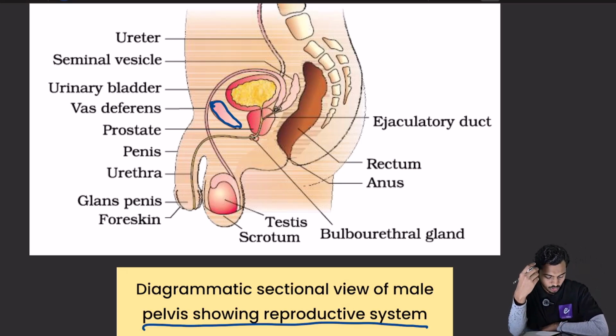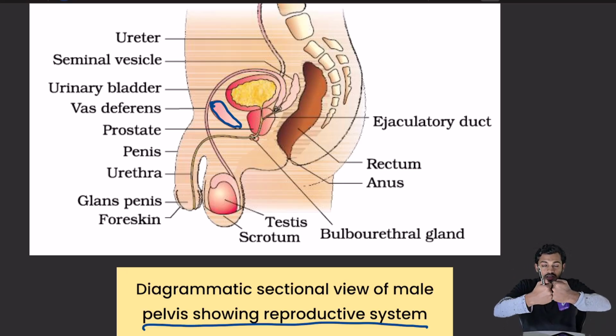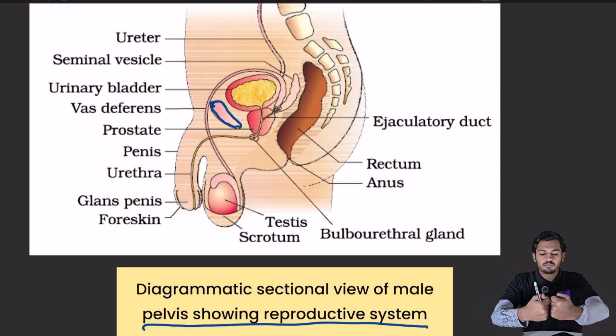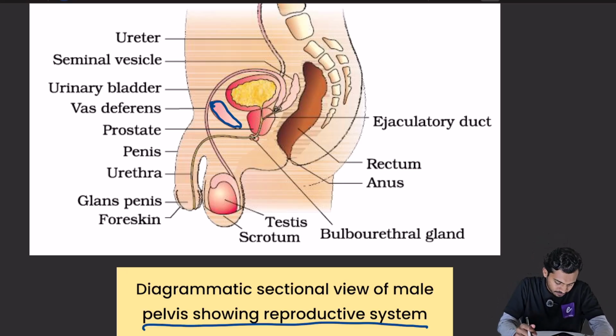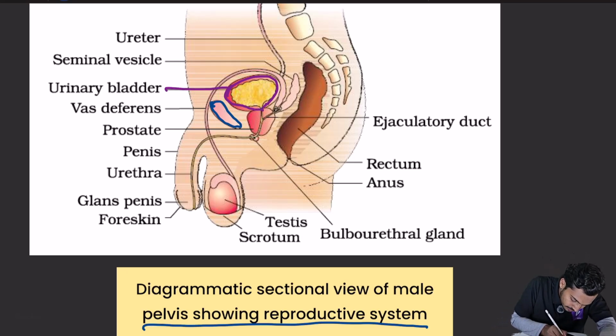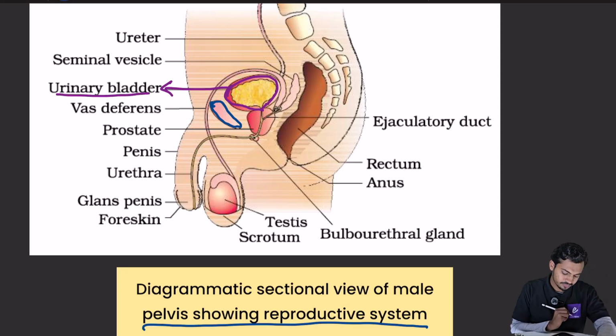I had already told you what the pubic symphysis is. What is the pubic symphysis? The joint between the two pubic bones in the front is called the pubic symphysis. Now behind the pubic symphysis, friends, you can see one structure is present. I will outline it in purple color. This structure that I have outlined in purple is the urinary bladder. Understood? This is the urinary bladder.